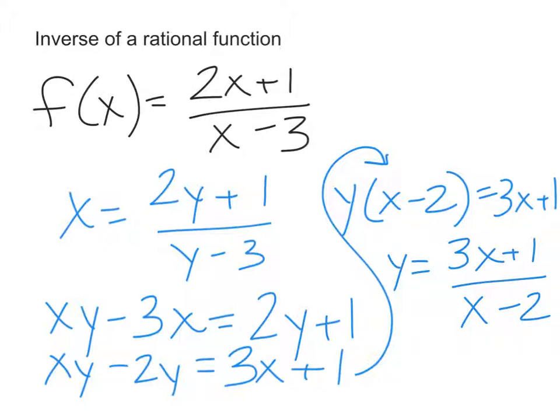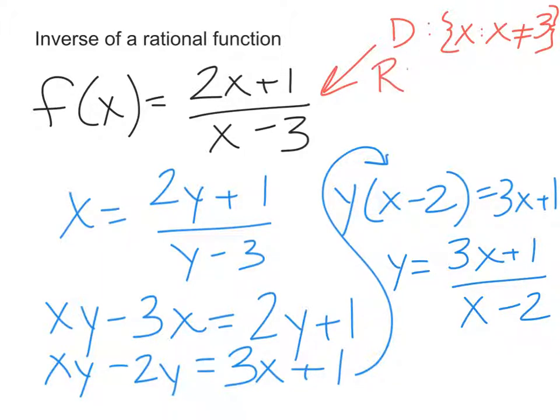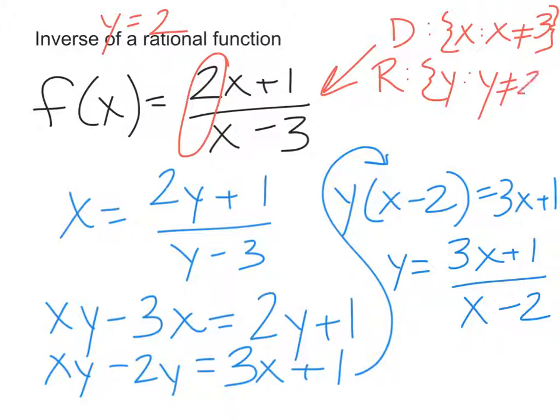Okay, now here's the cool part that I wanted to talk about. If you remember, the domain of this function is going to be the set x such that x is not equal to positive 3. That's our asymptote here in the domain. And the range, if you remember back to Algebra 2 and you found out how to find your horizontal asymptotes, since they have the same degree, we took the leading coefficients and divided those. And so this would have an asymptote at the line y equals 2. So the range is going to be everything but that. It's the set y such that y is not equal to 2.